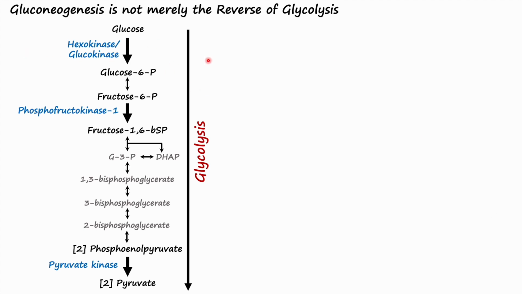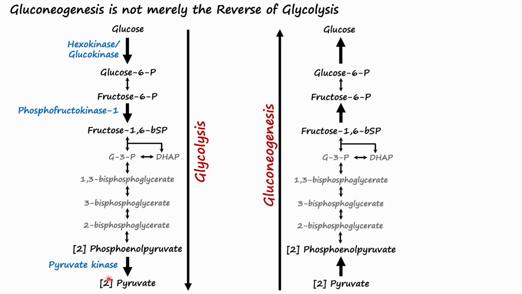In glycolysis, one molecule of glucose is broken down into two molecules of pyruvate, and glycolysis has three important enzymes which catalyze three irreversible reactions. These enzymes are hexokinase or glucokinase, phosphofructokinase 1, and pyruvate kinase. On the other hand, in gluconeogenesis, two pyruvate molecules are used to synthesize one glucose molecule.